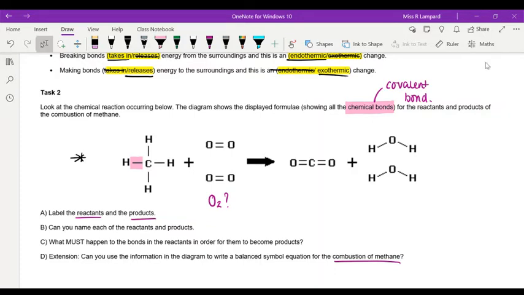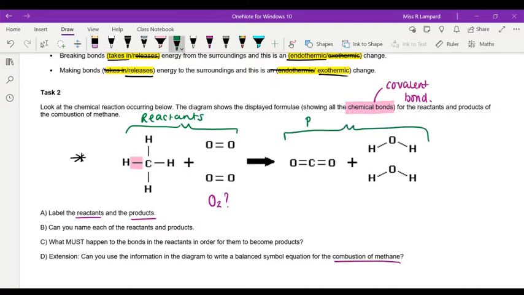So hopefully you've managed to identify the reactants on the left-hand side of the arrow. So these are the reactants, and of course on the right-hand side of the arrow, these are the products. So we've done A. Can you name each of them?